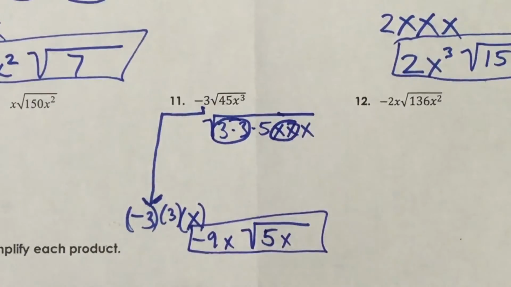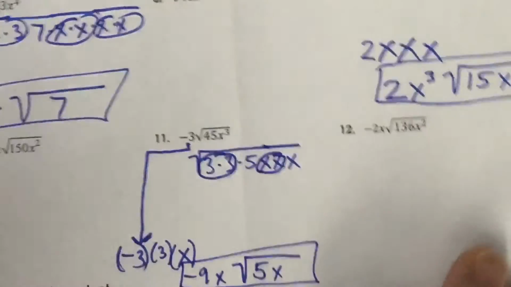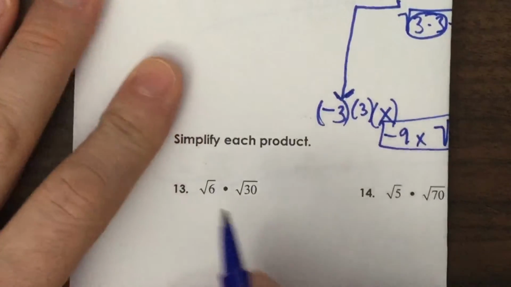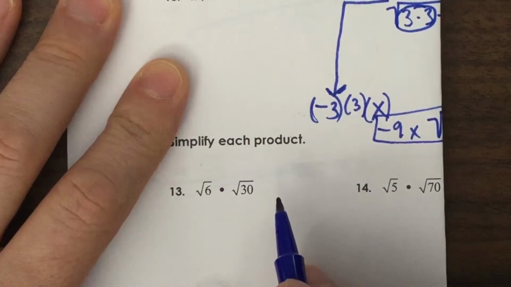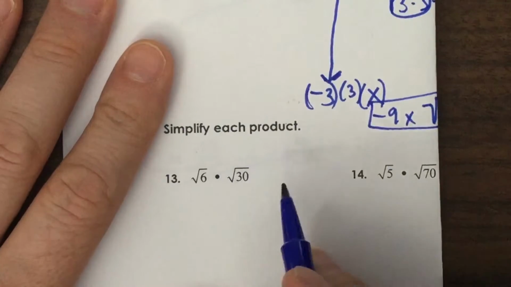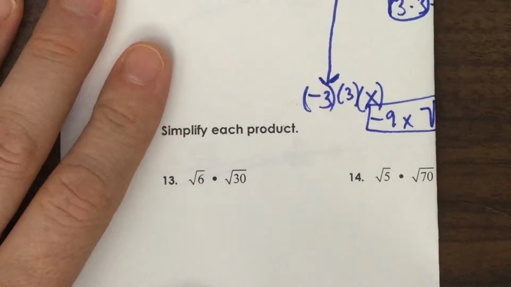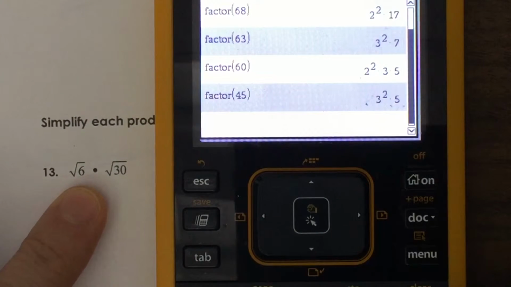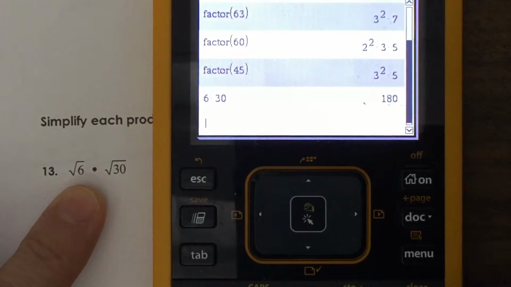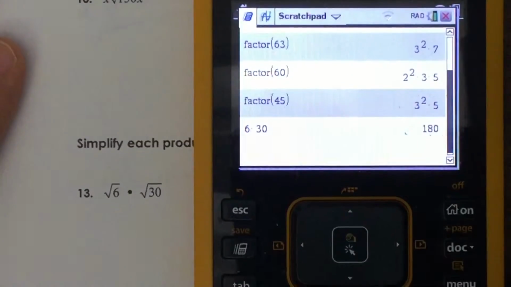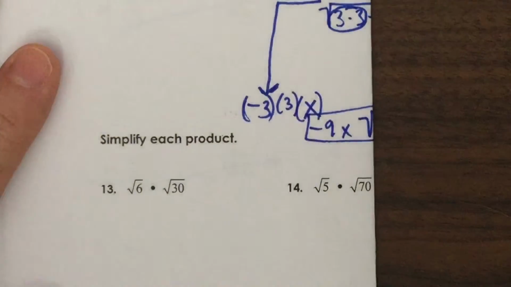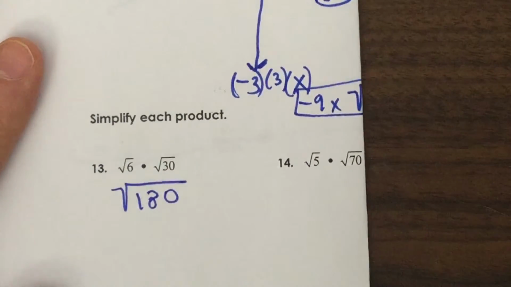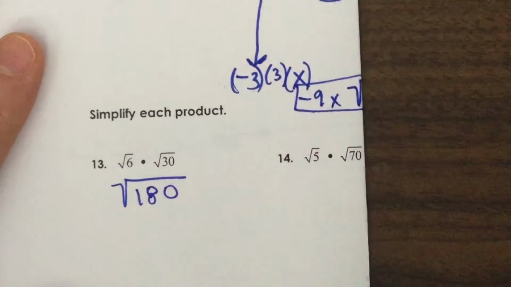Okay? Number 13, we have some radical numbers that are multiplied together. And the good news is it's pretty straightforward. You do exactly what you would think to do, and you multiply them together. So we're going to multiply 6 times 30. You get 180. So what we're left with is a new single radical with 180 inside. And now we proceed just like we did on previous problems.